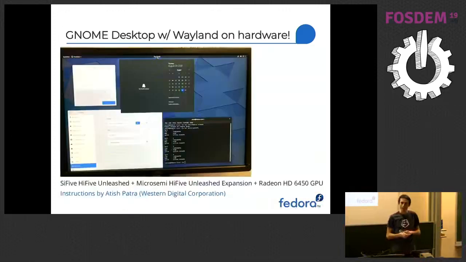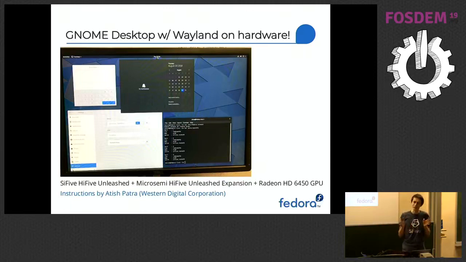And then Atish from Western Digital came in and wanted to try something, and he had the Microsemi board, so that means you can actually get the USBs, you can have the SSDs, you can get the graphical cards. And I started working on the GNOME desktop, I think, when I visited SiFive offices. So it was like 6 months passed since that time. And I think I told Atish it's not going to work. It's definitely not going to work. And surprisingly, it did work.